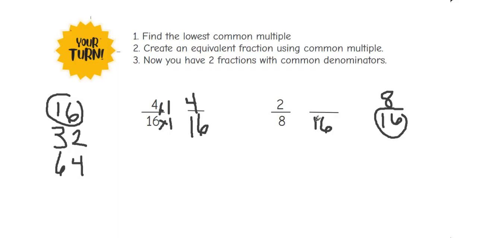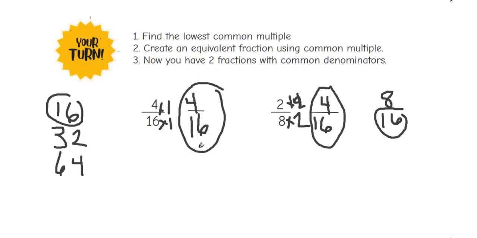This one, what did I do to get to 16? I have to multiply by 2 and multiply the top by 2. Oops, by 2, not by 4. And then I get 4/16. These two fractions can be added together now because they have common denominators.